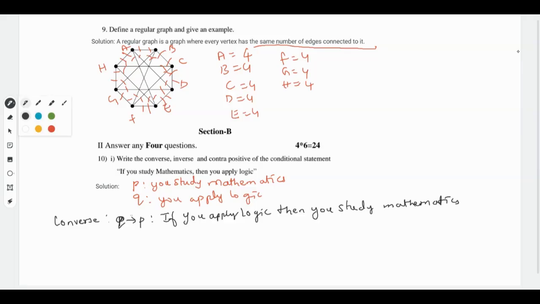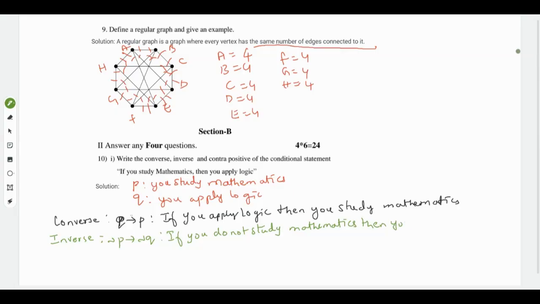Then the second one is the inverse. Inverse will be negation P implies negation Q. Negation means not, so we have to use not for both statements. If you do not study mathematics, then you do not apply logic.